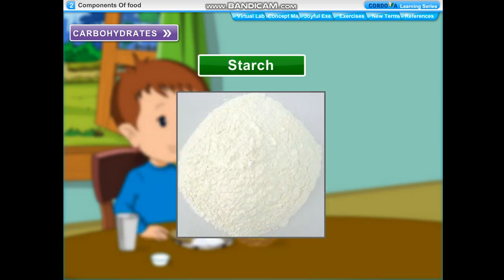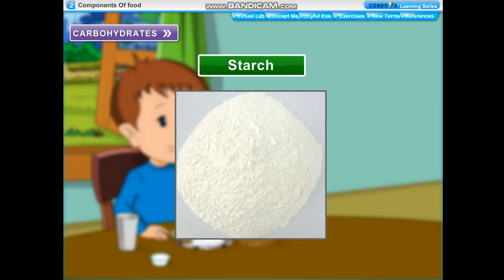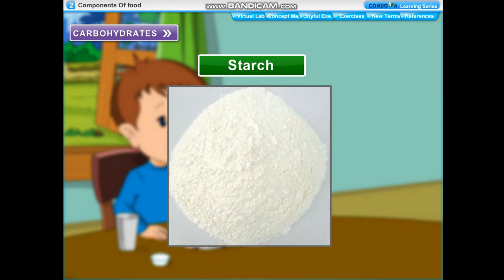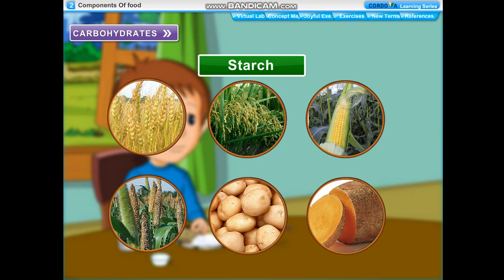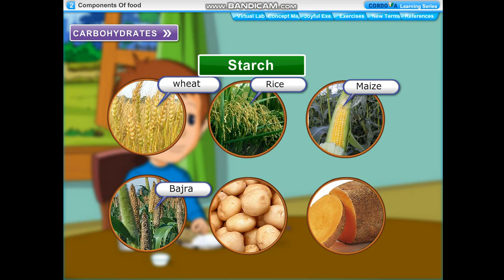Starch. Starch is a complex carbohydrate. Pure starch is a tasteless and odorless white powder. The main sources of starch in our food are wheat, rice, maize, bajra, potato, and sweet potato.